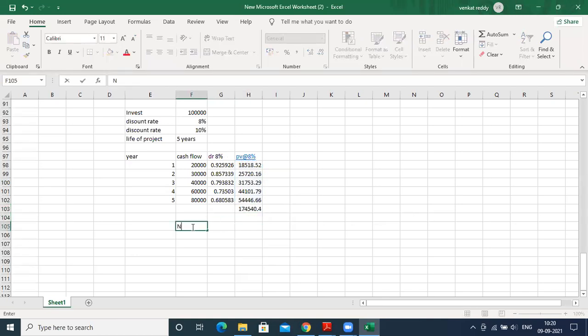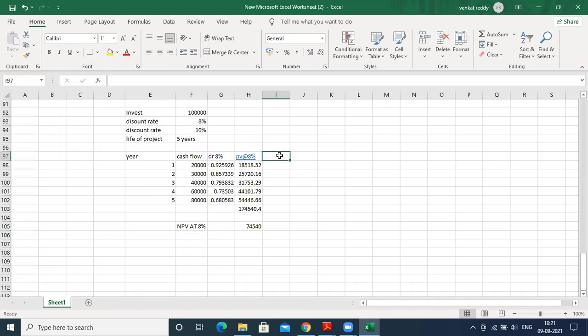So net present value at 8% is the total value, that is 1,74,540 minus our initial investment 1 lakh. So we got an NPV at 8%, that is 74,540. I hope it is clear now. Yes, NPV at 8% is clear.